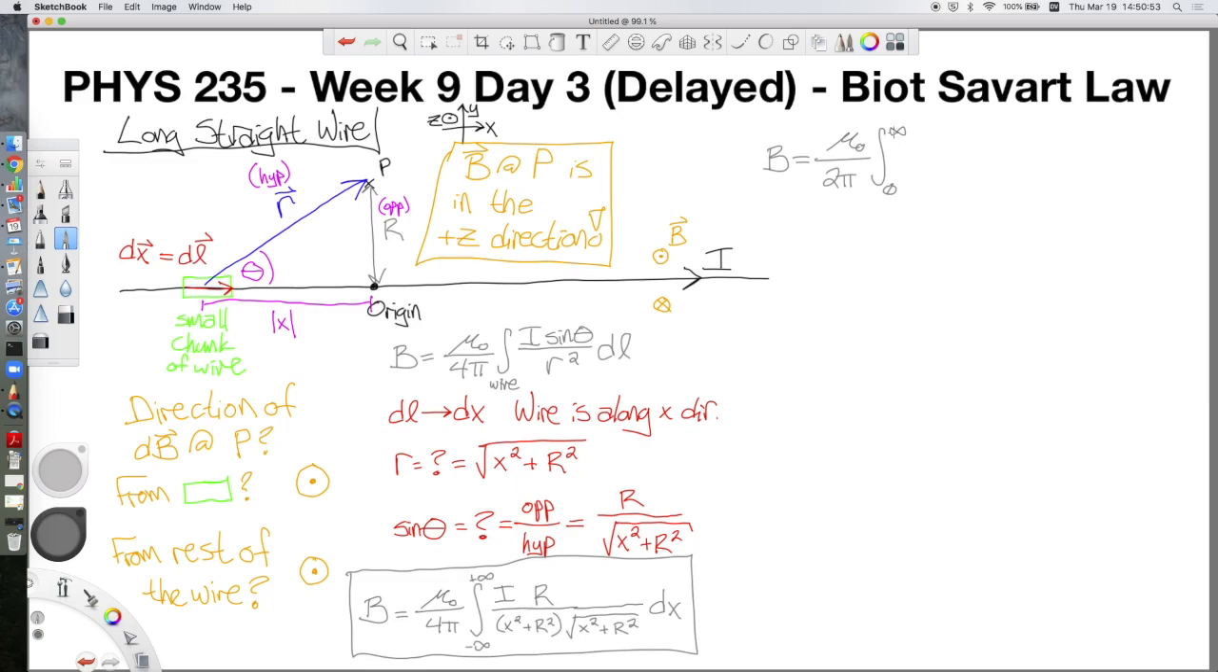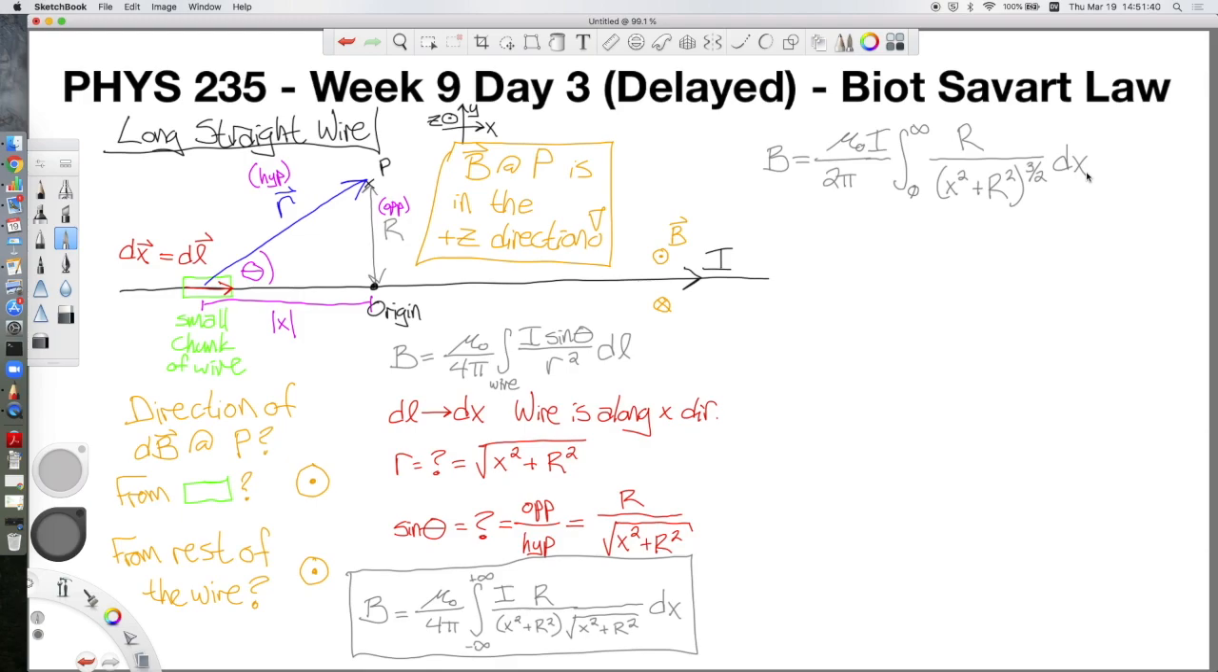And let me actually do something else as well. We can also pull out the I from inside of this integral. So now we're just integrating from 0 to infinity. Again, this 1 over 4 pi became 1 over 2 pi because we multiplied by 2 to make this change. And then we have r over x squared plus r squared to the 3/2 dx.